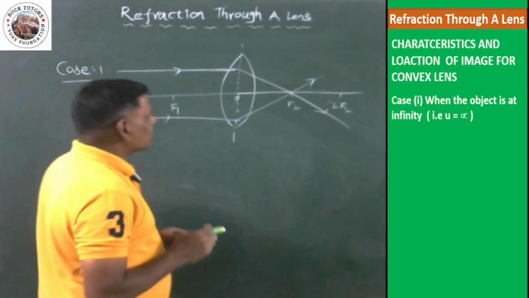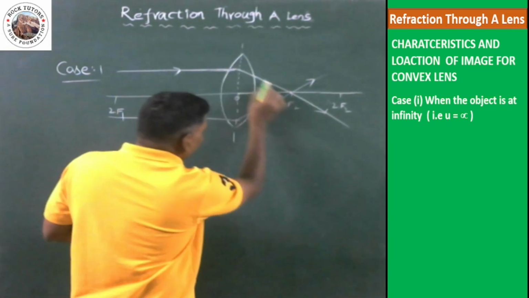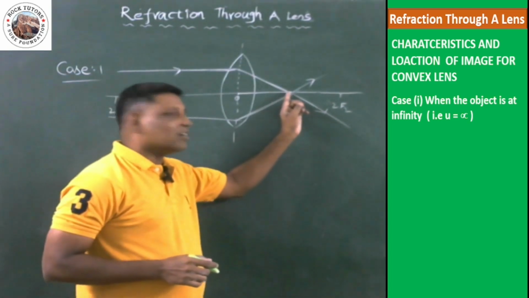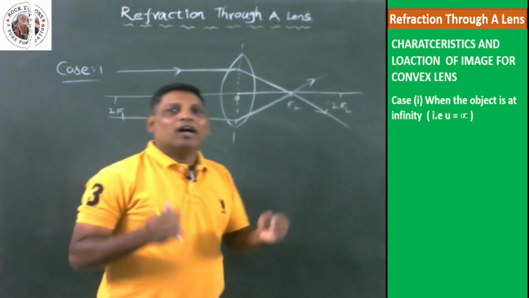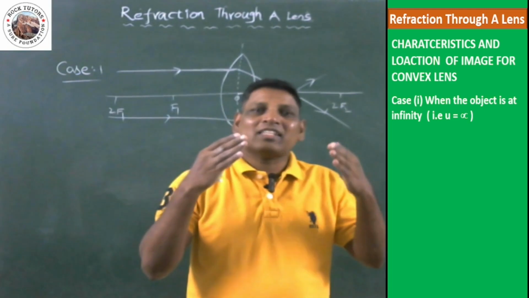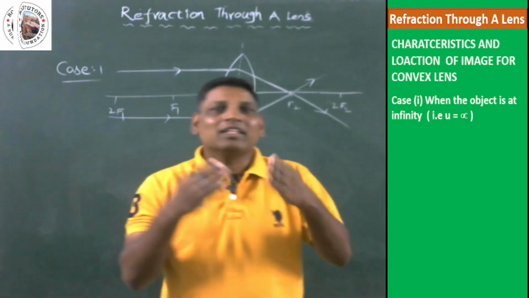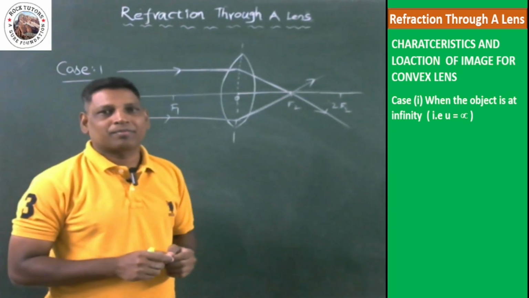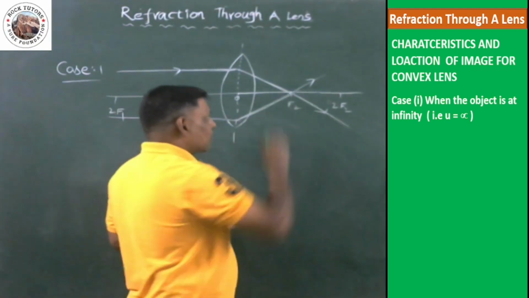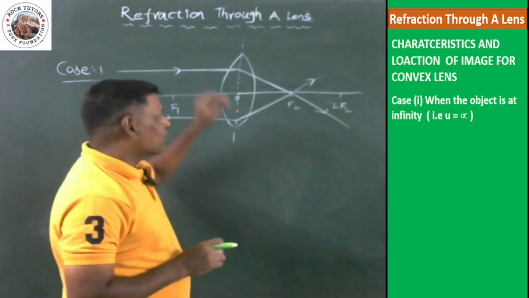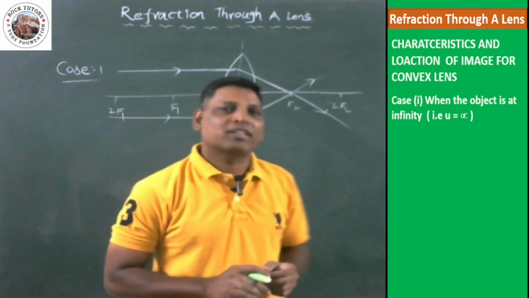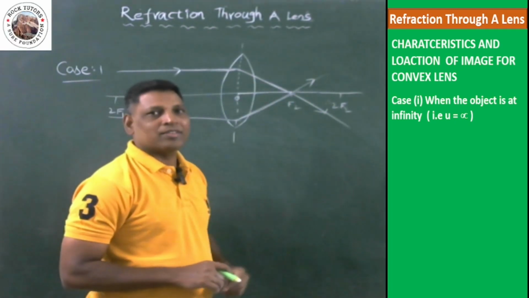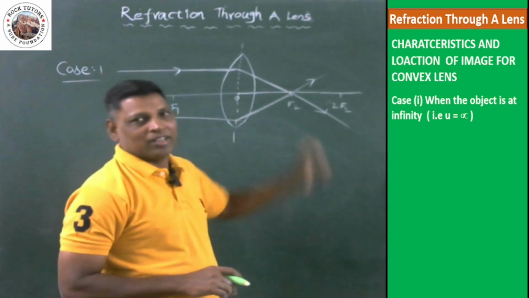What is the character of the image? Now see here, after refraction, these rays are meeting. They are really meeting at the focus. So when refracted rays meet, it means they are meeting really, that's why it is a real image. The character of the image is real. And real images are always inverted. So now this image is real and inverted. This is the character of this image.